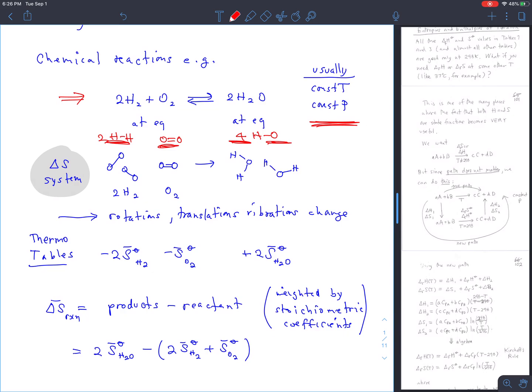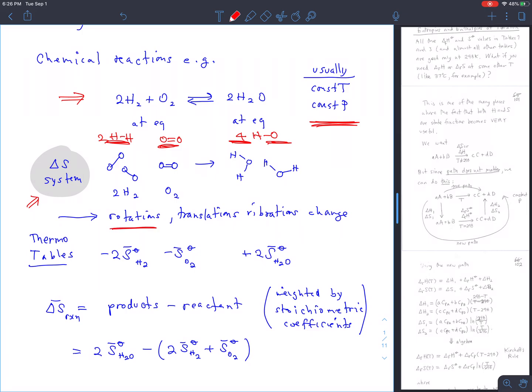Of course, the bonding energy changes, but it turns out that the bonding energy doesn't contribute to the delta S of the system. It contributes to the delta S of the surroundings, but not to the delta S of the system. The things that contribute to the delta S of the system are the intrinsic entropies of these molecules.